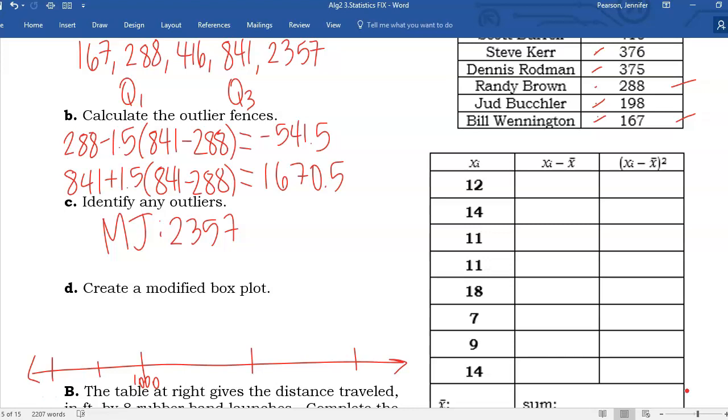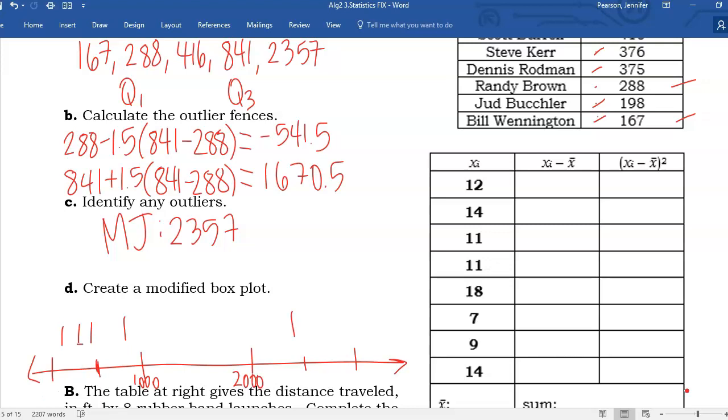So this is 1,000 here, which means this is 500 here, and most of my graph is going to be way down here. So I have my minimum at 167, my first quartile at 288, my median at 400. I know that this is 500, right? 841 is going to be a little higher than halfway up there. And I do have Michael Jordan up here. This would be about 2,500, way up there.